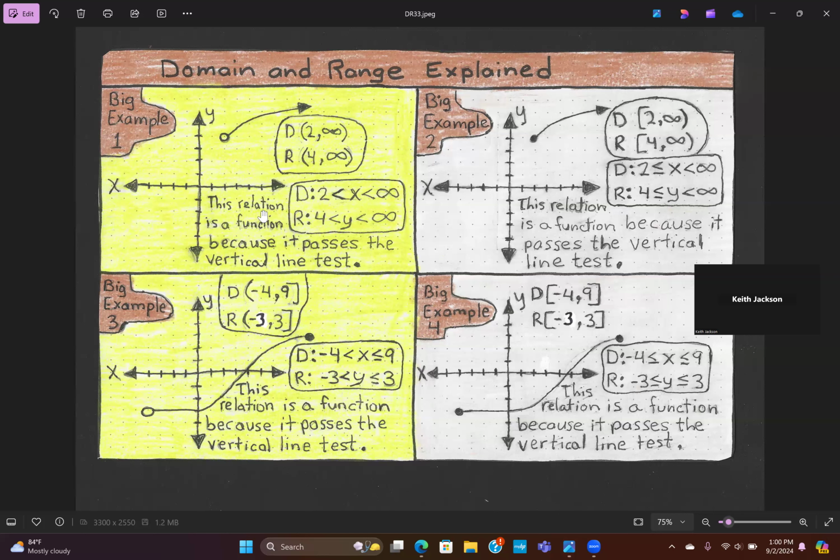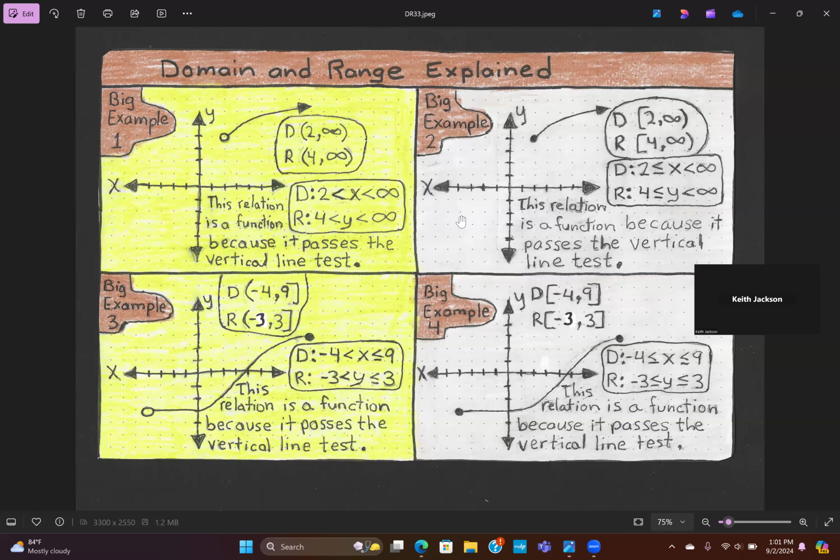Your algebra teacher may also want you to write it like this, so you have x in the middle. We know that x is less than infinity because we're chasing infinity, and x is greater than 2, meaning that 2 is not included. The range has a similar form, in which y is less than infinity, but y is greater than 4. And this is how it looks for big example one.